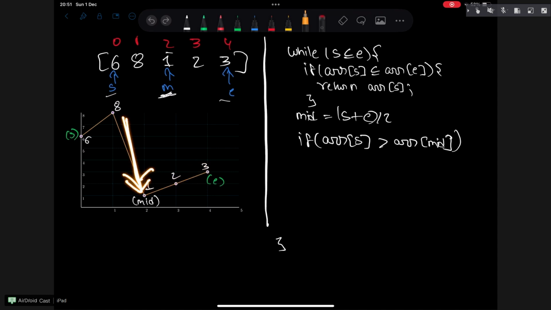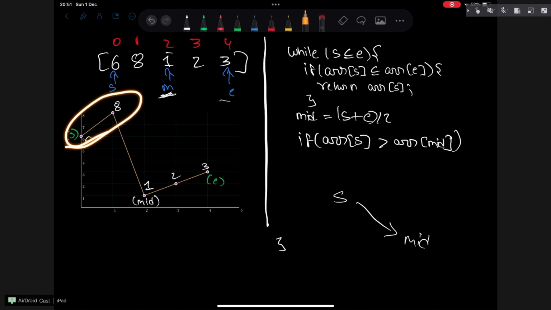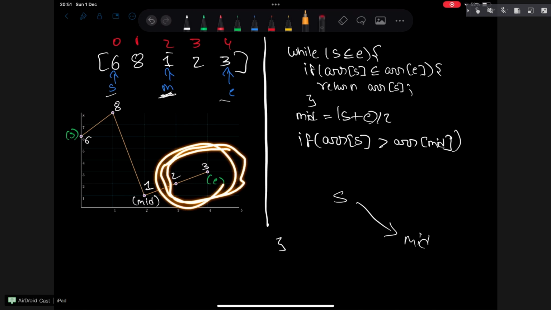The relation between s and mid was decreasing. So even if there is a peak at this point or at this point, it doesn't matter. We can exclude the right of the mid, since we are not going to find the answer after that.